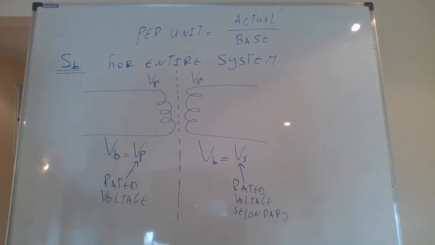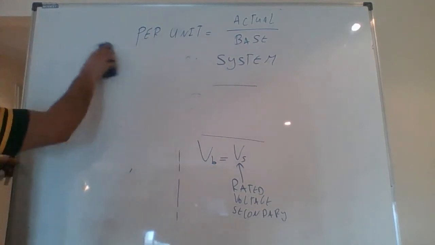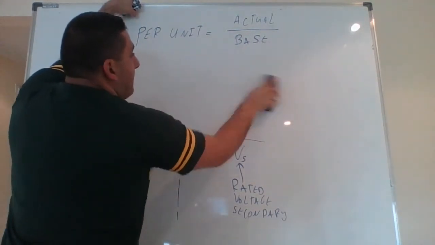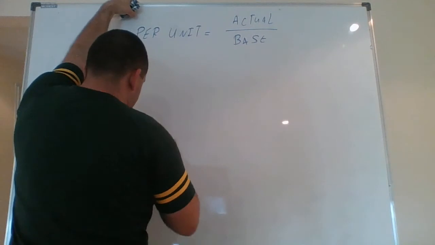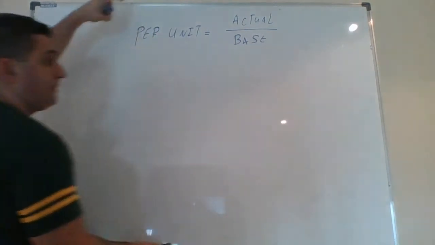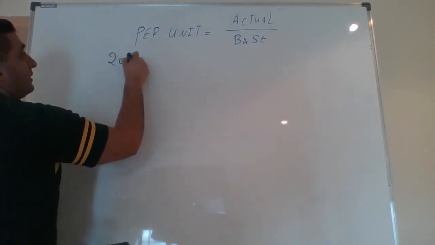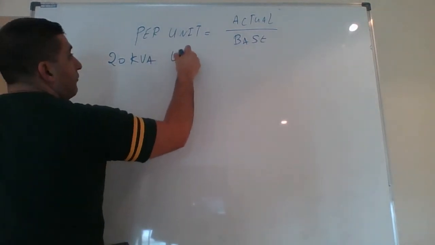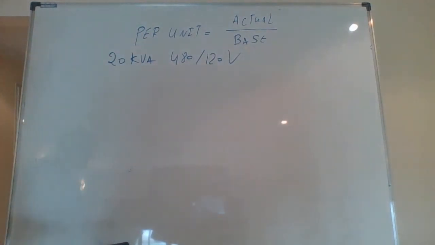Now let us do an example. I just want to do a quick example to see the benefit of my per unit system. I have a 20 kVA, 480 to 120 volt transformer. It's supplying a load. The equivalent leakage impedance of the transformer is referred to the secondary.